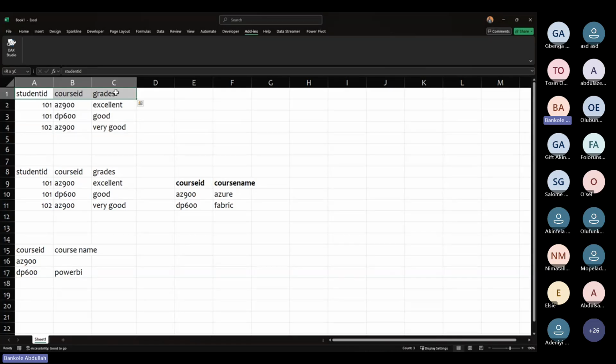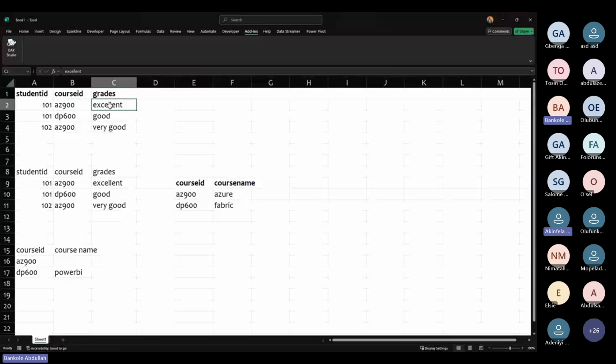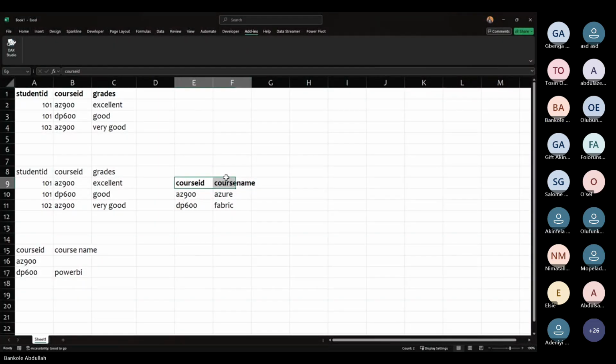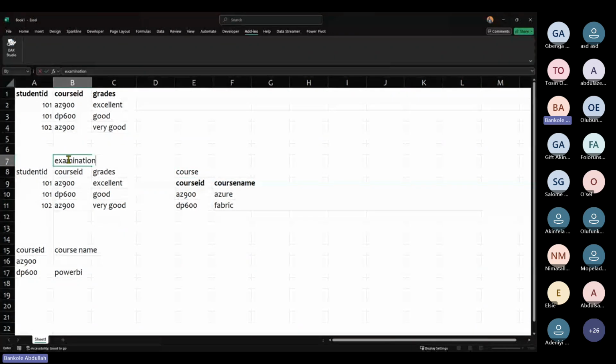So we now have the student ID, the course ID, and the grades. They are all sitting there easily now. So I know that 101, when it took AZ900, it was excellent. Now, based on what we want to do, modeling, we can relate this course table. So we could have called this one course, and let's say we call this one examinations or something. Who knows? This can be another table. This is actually another table.